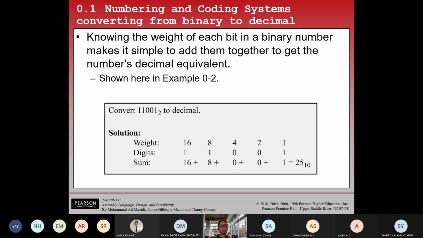Knowing the weight of each bit in a binary number makes it simple to add them together to get the decimal equivalent. This is another way you can do that. If you want to convert 11001 to decimal, base 10, you know that this is 2 to 0, 2 to 1, 2 to 2, 2 to 3, 2 to 4, so it's 16, 8, 4, 2, and 1. Multiply all of that, and then sum all of that, so you obtain 25. So it is pretty much easier.